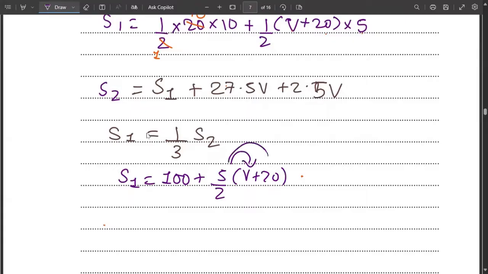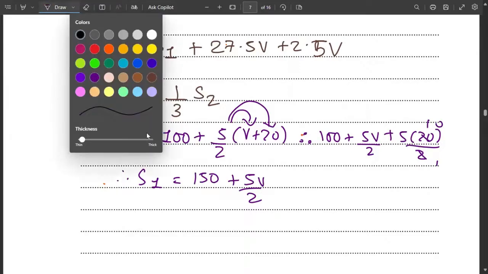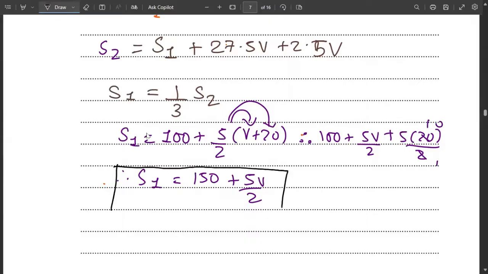Now we can even simplify this. We can multiply both here. Therefore, 100 plus 5V upon 2 plus 5 into 20 upon 2. So S1 will be equal to 100 plus 5V upon 2 plus 5 tens are 50. And this 100 plus 50 will become 150. So now we know that S1 is equal to 150 plus 5V upon 2.